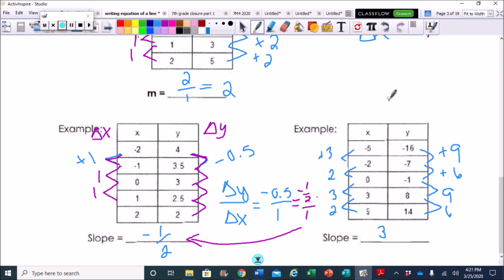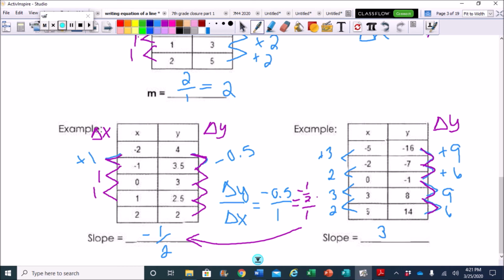So my delta y, to go from -16 to -7 is going up by 9. Then to go from -7 to -1, it goes up by 6. And then -1 to 8 is up by 9. So 8 to 14 is up by 6. Now, if you look at it, it does not look like it goes up at a constant rate. And that's what a linear function is. It changes at a constant rate.